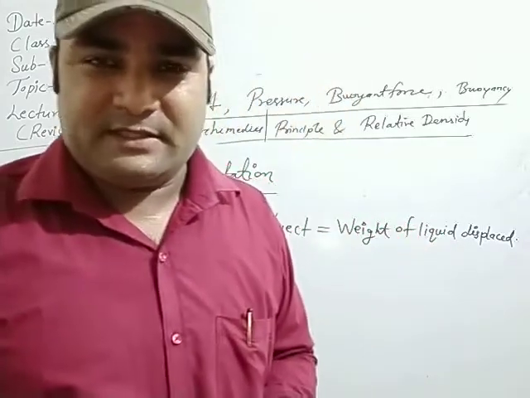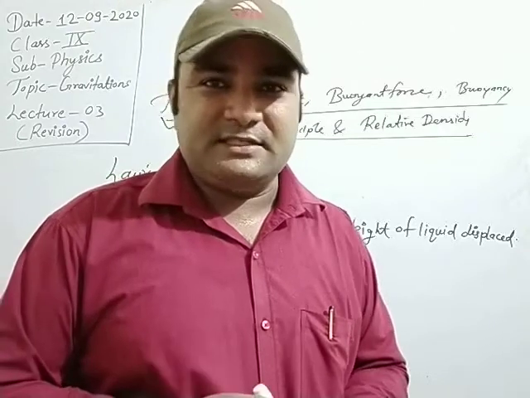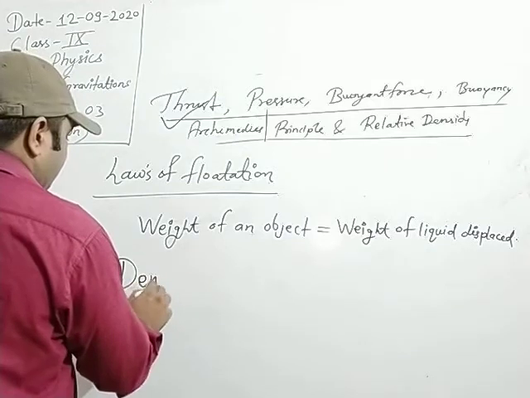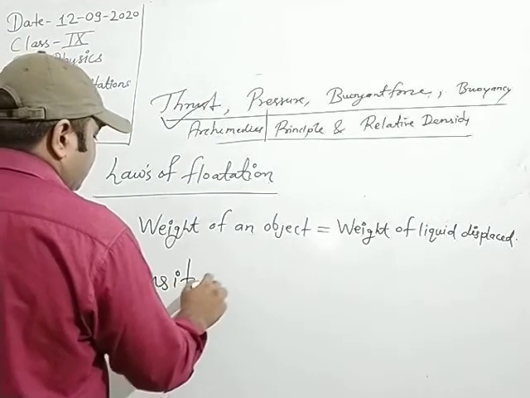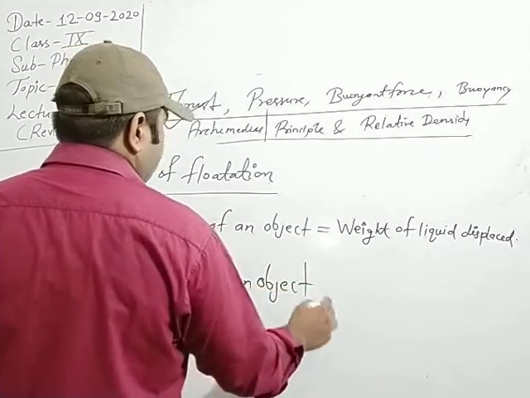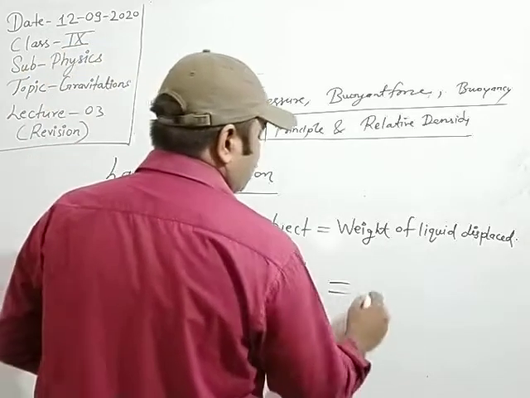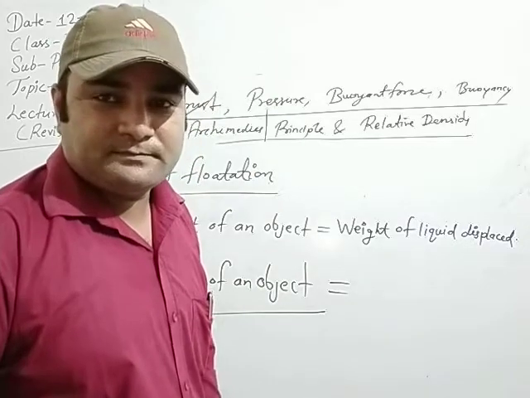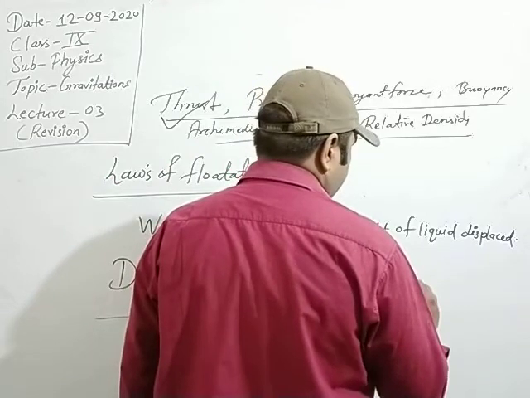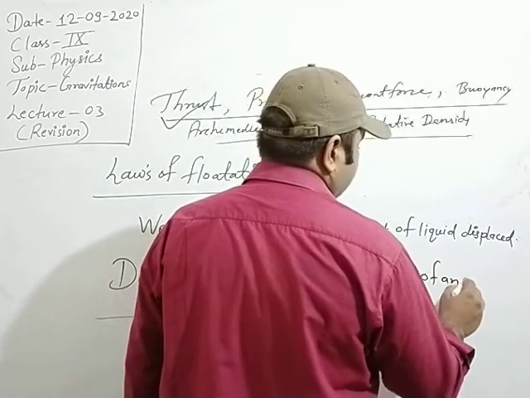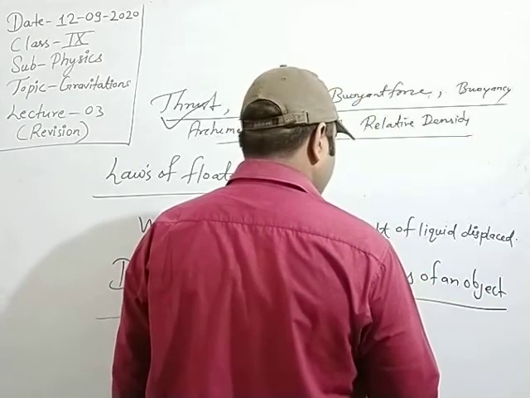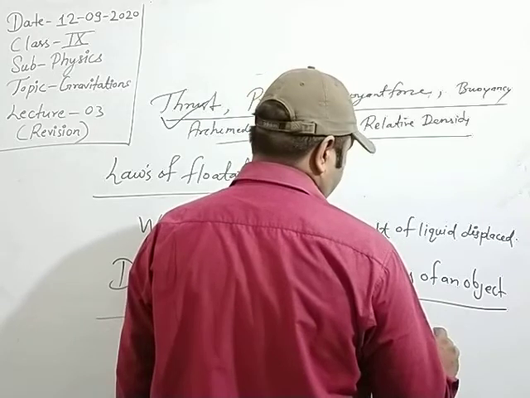And after this, the last concept, that is the density of an object. Very simple. Density of an object is equal to the mass of the object upon volume.